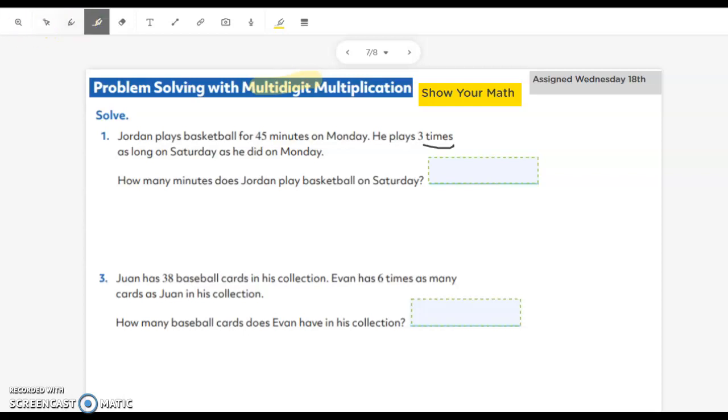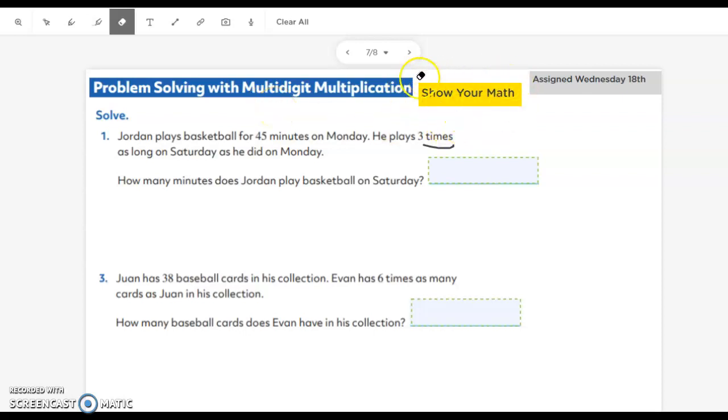Hi friends, let's take a look at your slides 7. Here we are problem solving with multi-digit multiplication. So here we have word problems that we're going to solve using multiplication with one digit by a larger number.